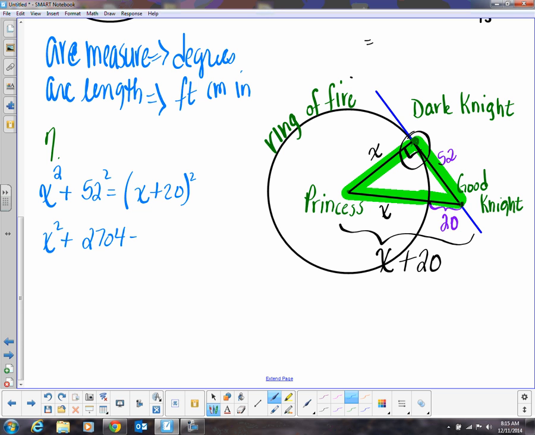This is going to require some algebra that you haven't used in a while. This squared means x plus 20 times x plus 20. If you don't write this out and you try to square it from there, you will get it wrong.